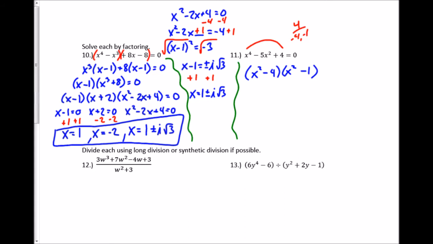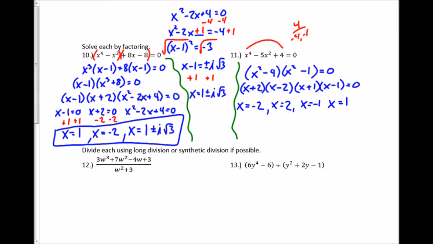It's quadratic in form. And now if I look at each of these things, the x squared minus 4, that is a difference of squares, so it factors into an x plus 2 and an x minus 2. This one factors into an x plus 1 and an x minus 1. And now I set each factor equal to 0. When I set this first one equal to 0, I get a negative 2. Here I get a positive 2. Here I get a negative 1. And here I get a positive 1.